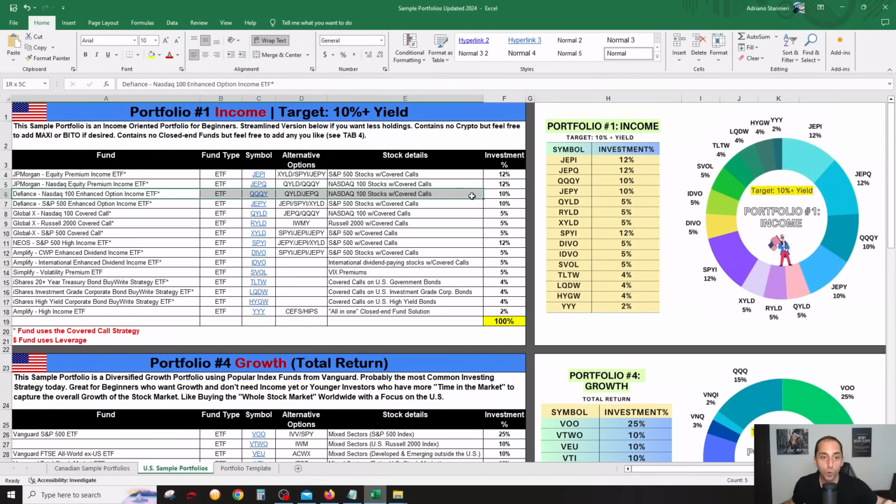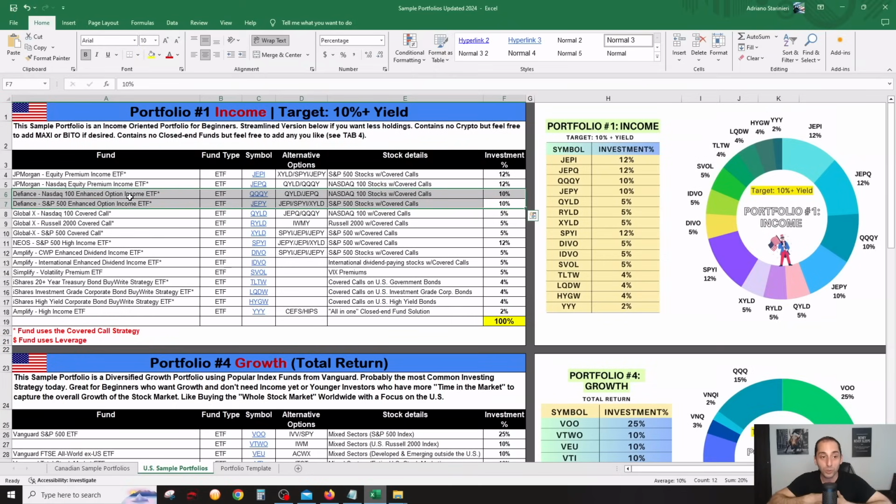You have QQQY and JEPY, very similar naming, especially the JEPY. Same exact thing, except they're from another provider called Defiance ETFs. The strategy is a bit different. They're still index based. They do daily options. That's the main difference. The yield is much higher. So 10% in each of those.